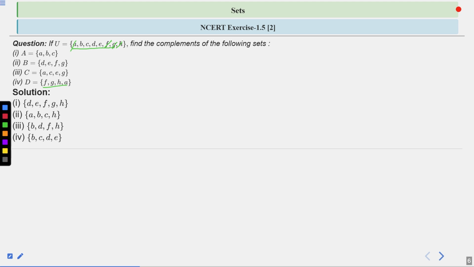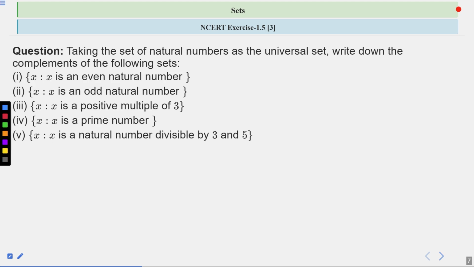Anybody having any doubt, issues? So moving on to the next. This question. Taking the set of natural numbers. So here we are taking the universal set as the set of natural numbers. Clear? Then we have to find out the complements of the sets described below in set builder form. So here we are given 5 different sets in set builder form. So we have to find their corresponding complements. I hope the question is clear to you.